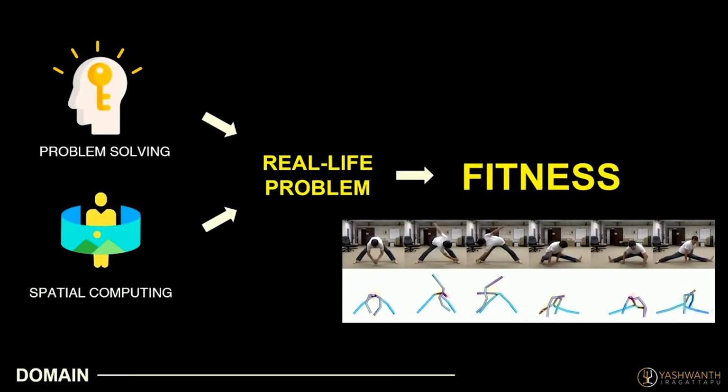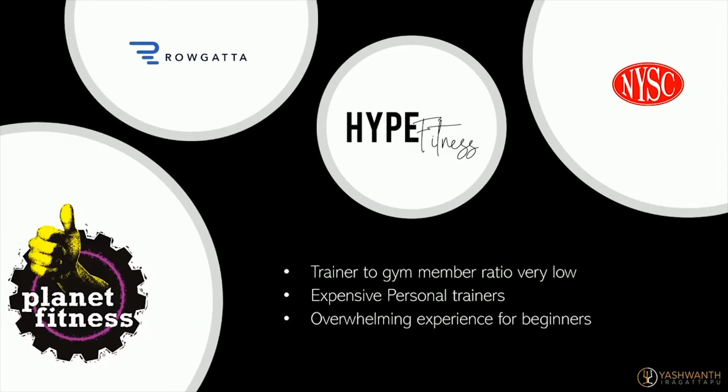Tying together my background in problem-solving, my interests in spatial computing, and my curiosity about body motion interactions, I wanted to work on a practical real-life problem. So I chose to work in the fitness domain because of my personal involvement and pain points with exercising, and also because fitness involves a lot of body movements. I went around fitness centers in New York City and spoke to some personal trainers and gym members. I found out that the trainer to gym member ratio is very low, and it is expensive to afford a personal trainer here. Also, beginners feel gyms are an overwhelming experience to start off.